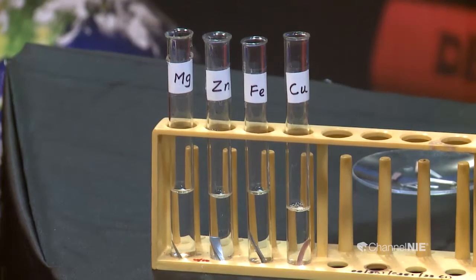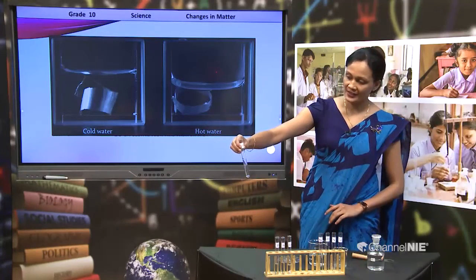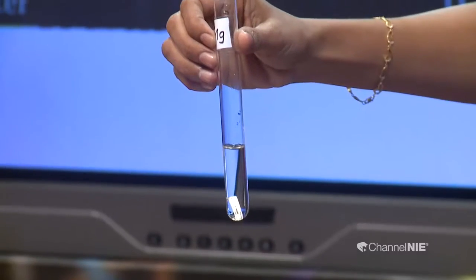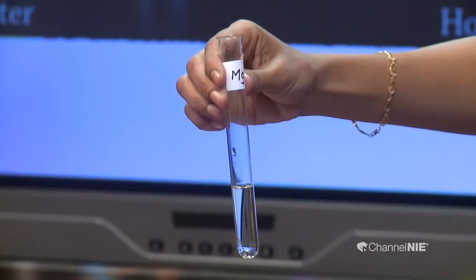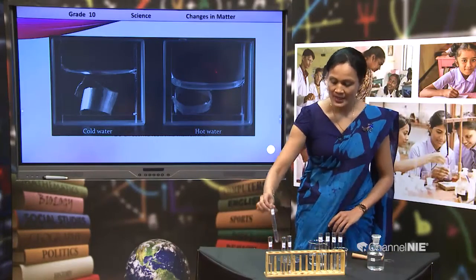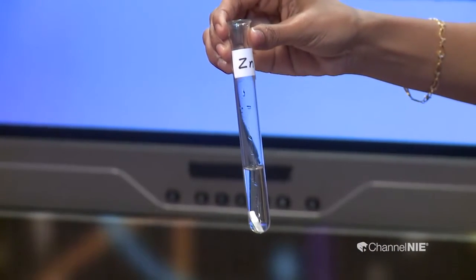Add cold water into that 4 test tube. Look at these test tubes. Can you observe any change occur in there? If we take magnesium, there is no change occurring in it. And if we take zinc, here also there is no observable change.